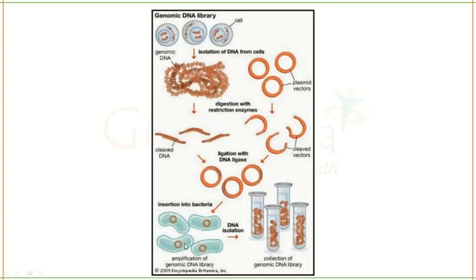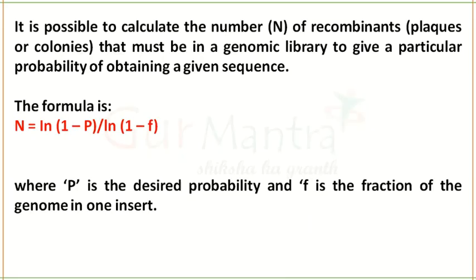Then you're going to isolate the DNA from these bacteria, and collect it and keep it as a genomic DNA library, where you'll have so many different amounts of DNA. So it is possible to calculate the number of recombinants. Okay, you'll also have to calculate the number of recombinants, right? That must be in a genomic library to give a particular probability of obtaining a particular sequence.